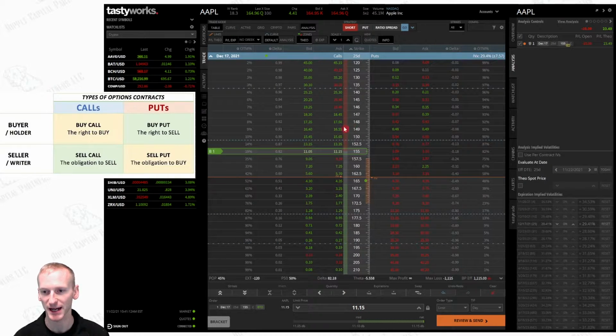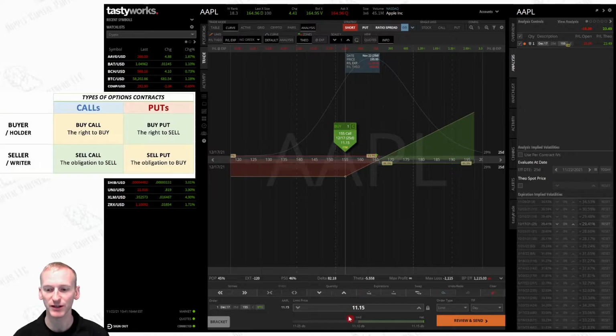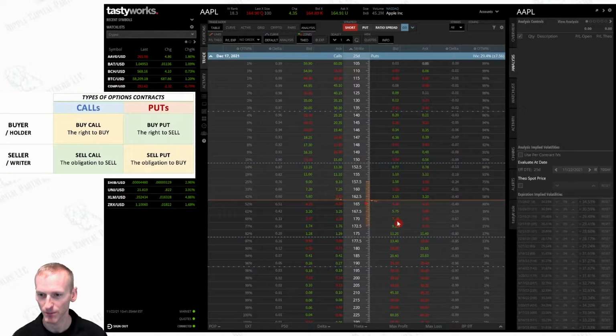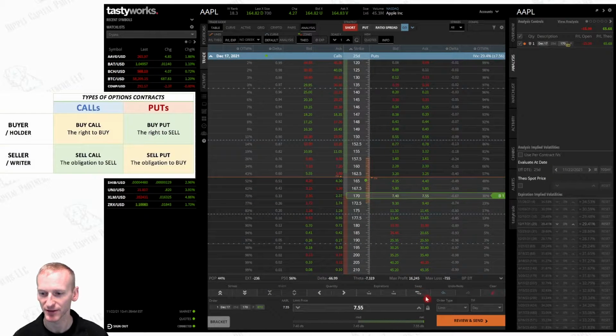What we're doing is we're paying $11.15 for this contract. So the most we can lose in this contract is $11.15, and our max loss is $1,115, so it's multiplied by 100. Now, you see where our max loss is. If the price goes up, we can make an infinite amount of profit. Now, say we want to go short the market, we would buy a put. So we'd come over to the ask side of the puts, and we're going to buy the 170 put for $7.55.